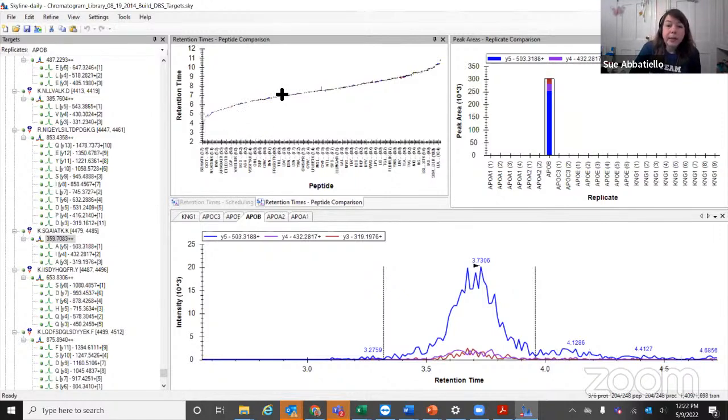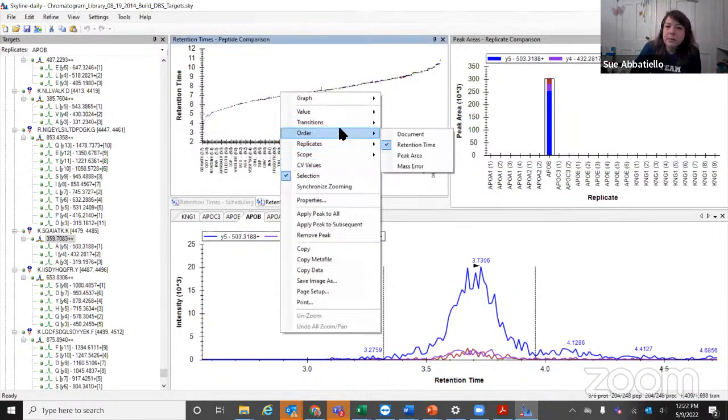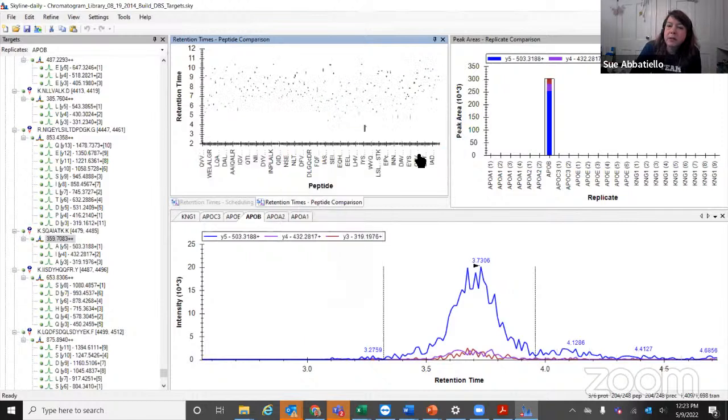Okay, we can also sort these based on, whoops, peak area. That's more random, because now we're looking at the retention time based on peak area, and we would expect the peptides to just be all up and down based on their peak area.